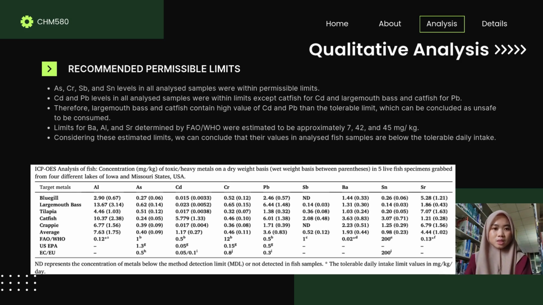So far, there is no upper limit set for barium, aluminium, and strontium in fish by advisory organizations. However, based on their tolerable daily intake limit values determined by FAO/WHO, their permissible limits in fish were estimated to be approximately 7, 42, and 45 mg per kilogram by using an average body weight of 70 kg for an adult and daily fish consumption of 200 grams of fish per day. Considering these estimated limits, we can conclude that their values in analyzed fish samples are below the tolerable daily intake and are not sufficient to pose a health concern.